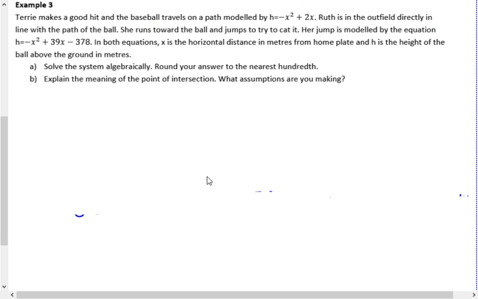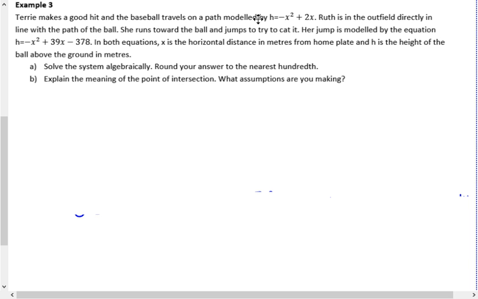In the last example, we're given a word problem. Terry's hitting the baseball, and this is the path that it's traveling on. Ruth is in the outfield, and she's going to run towards the ball and jump to try and catch it. This should say catch, not cat. Her jump is modeled by this equation. In both equations, x is the horizontal distance from home plate, and h is the height of the ball. Solve the system algebraically, rounding your answer to the nearest hundredth.